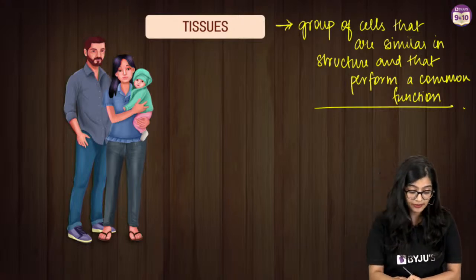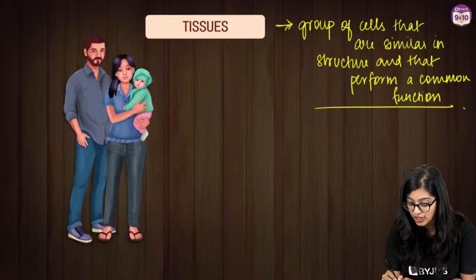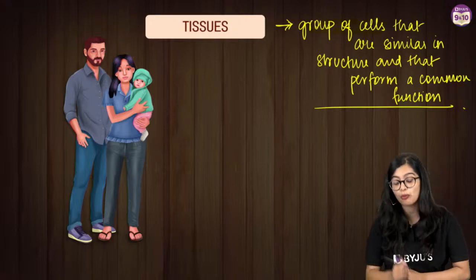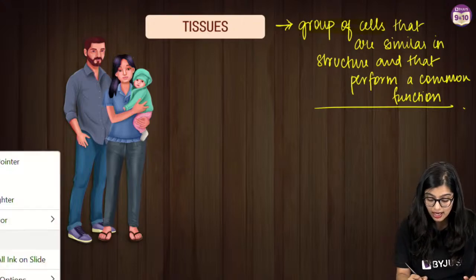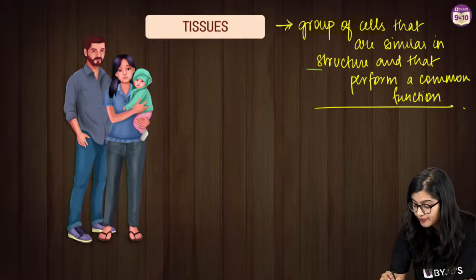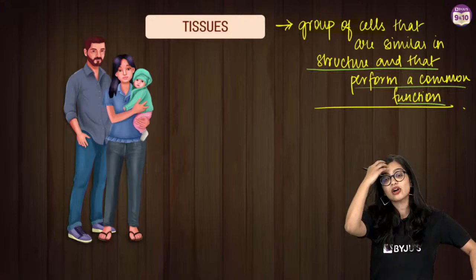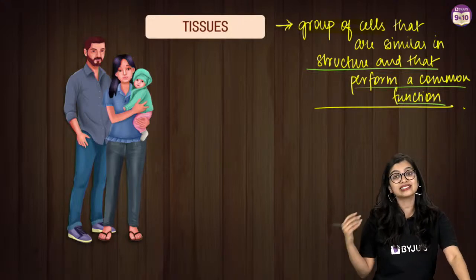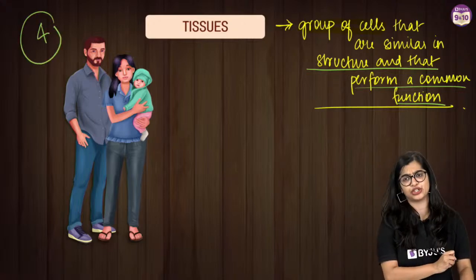Are we all clear? Now what are your key points that you need to keep in mind when you do the definition? The fact that they are a group of cells, right? So we know that they're a group of cells that are similar in structure and that perform a common function, right? So we are talking about tissues. Now we say that in animals we find 4 different types of tissues.